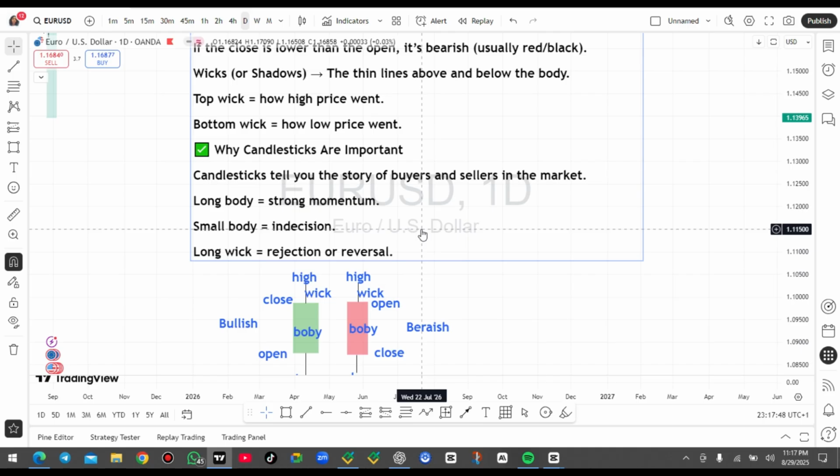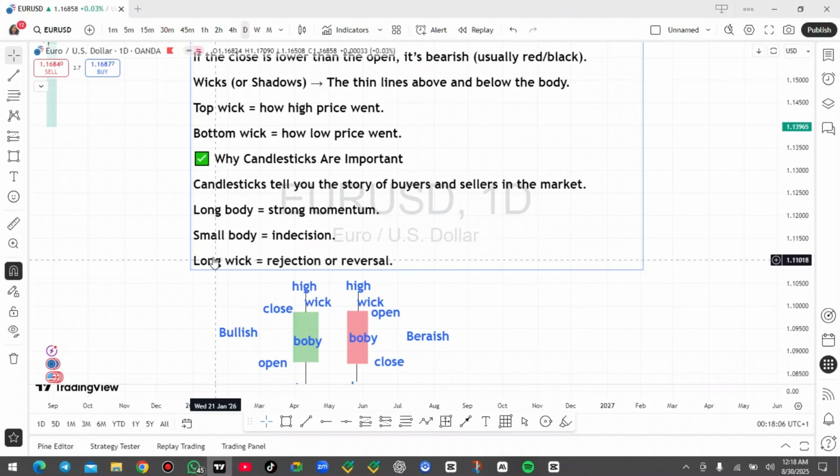If you see a smaller body, it's called indecision, which I explained to you. Buyers and sellers are dragging on that market. There is no accurate seller, there is no accurate buyer, they are just dragging. Talk about the long wick. A long wick tells you rejection or reversal. Rejection means this market has rejected, and reversal means this market is about to change direction.